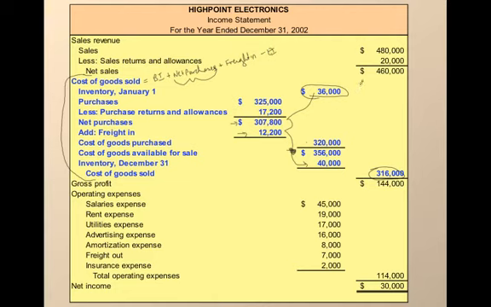So as a review for merchandising companies, you need to calculate gross profit, which is right here. And gross profit is net sales minus cost of goods sold. So we have our net sales minus our cost of goods sold equals our gross profit right there. And then gross profit minus all of our operating expenses equals our net income. Okay, so here's our gross profit, otherwise known as GP. Subtract all of our expenses, and we're going to get a net income for this company of $30,000.